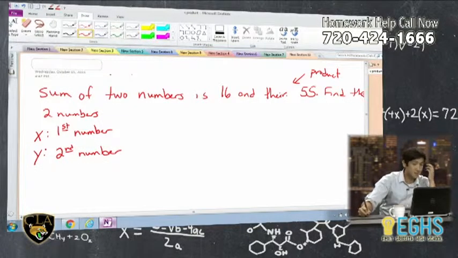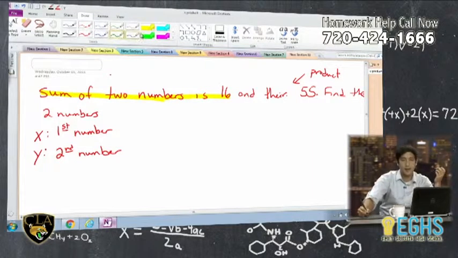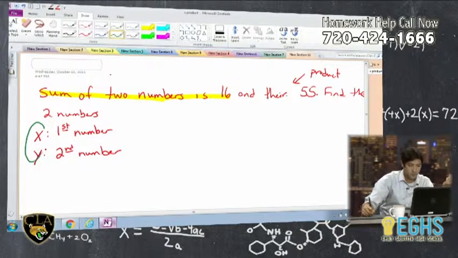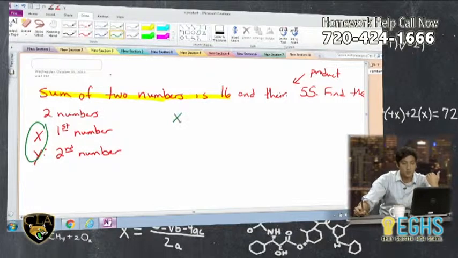Again, if you just set these up, sometimes just the act of writing down that x is representing a number and y is representing a number is going to help you set up these equations. So if I look at this first part, the sum of two numbers is 16. I think that's fairly straightforward, but we need to include these variables. If x is a number and y is a number, the sum of the two numbers would just be x plus y, and we're saying added up equals 16.